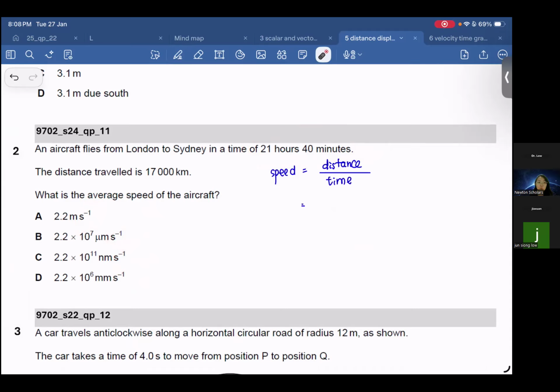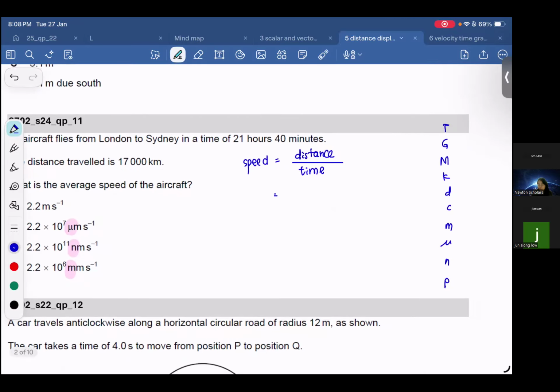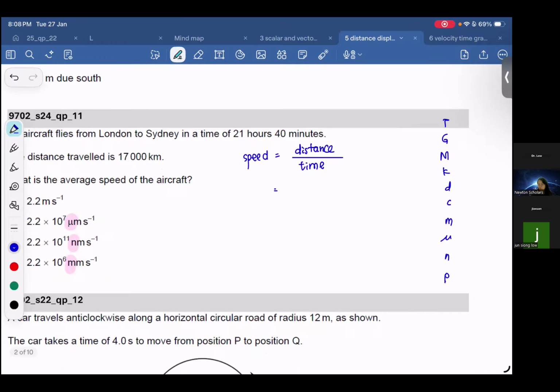For this one, they want to test you: do you know how to do conversion using the prefix? Do you still remember the prefix? Okay, this one is the prefix: tera, giga, mega, kilo, deci, centi, milli, micro, nano, pico. This one we already learned in our lesson number 1. And your calculator can also help you.